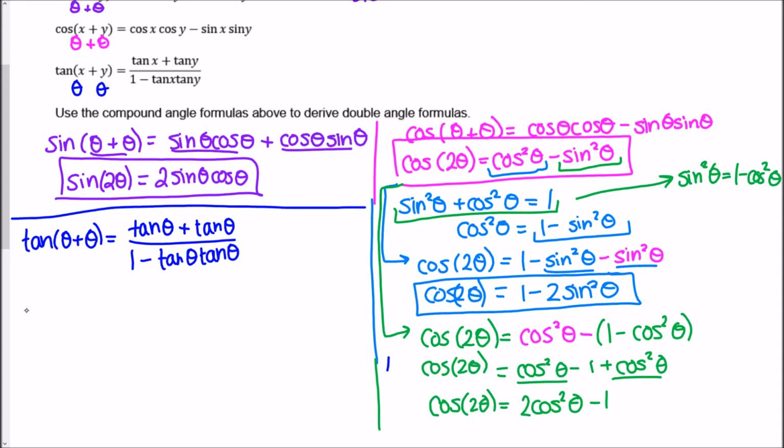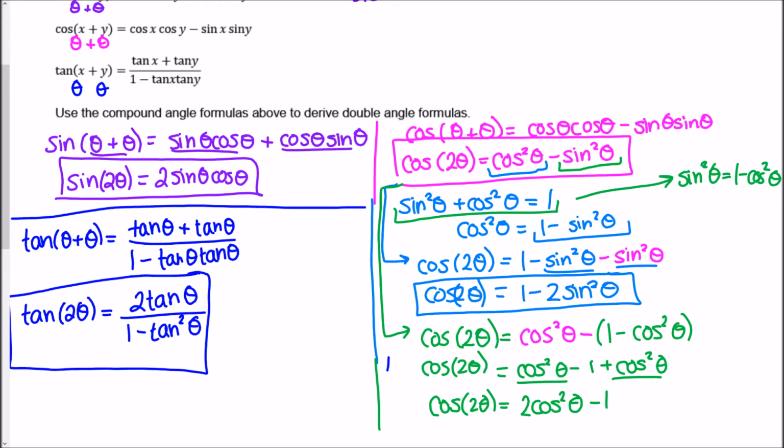So tangent of theta plus theta is just tan of 2 theta. And then tan of theta plus tan of theta is 2 tan of theta all over 1 minus, and then right here, tan of theta times tan of theta is tan squared theta. So this is my double angle formula for tangent.